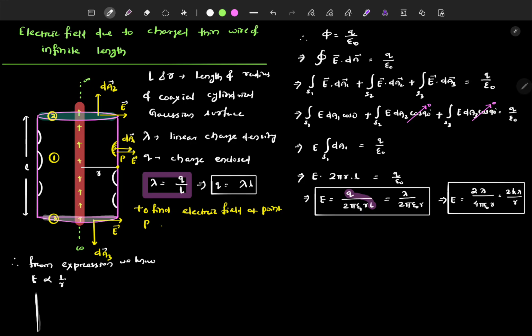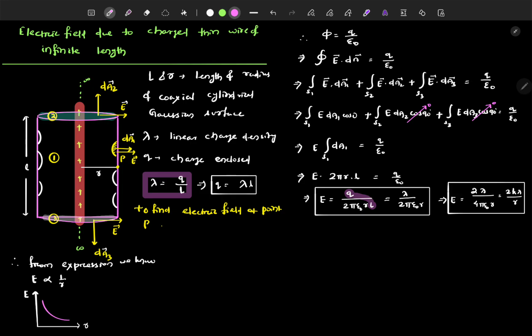So the graph between E versus r, if we draw it, will be like this, with E along the y axis and r along the x axis. This will be a rectangular hyperbola.